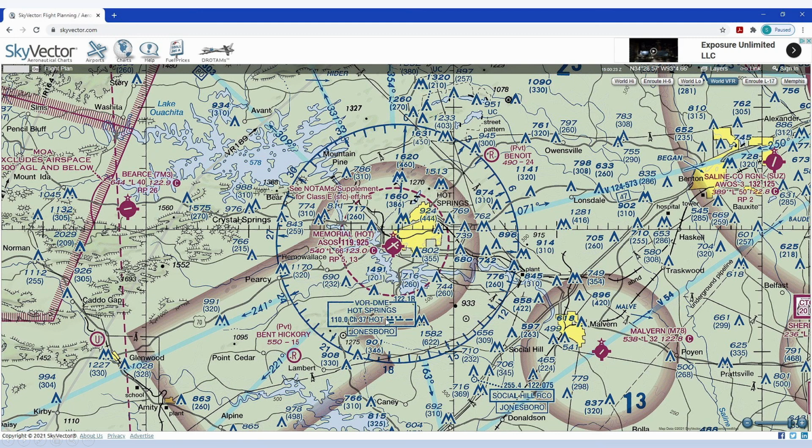All VORs have a 3-letter identifier. And then beside the 3-letter identifier, it gives us the Morse code that if we tune in and listen to the VOR, we'll be able to hear this Morse code until we're listening to the right station.